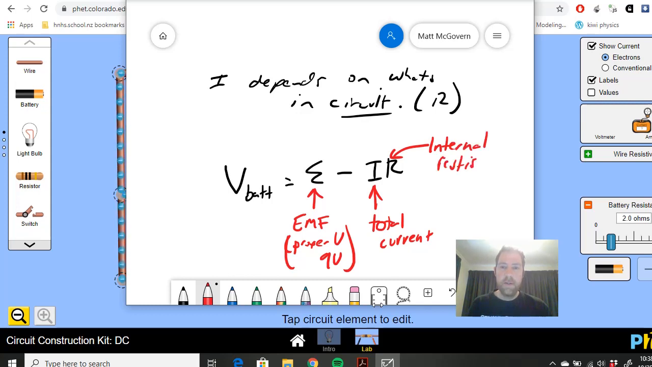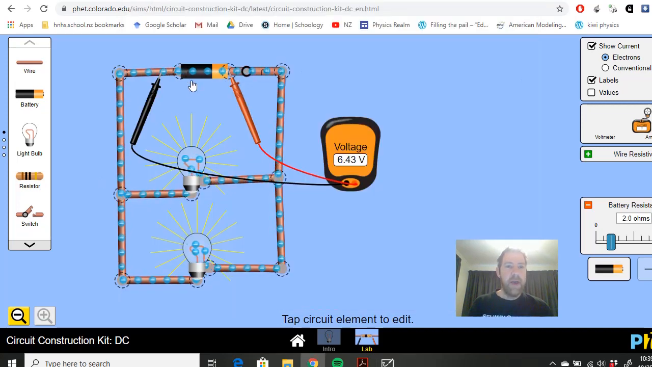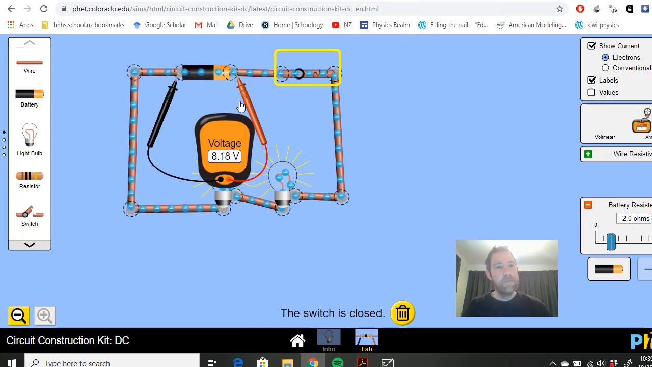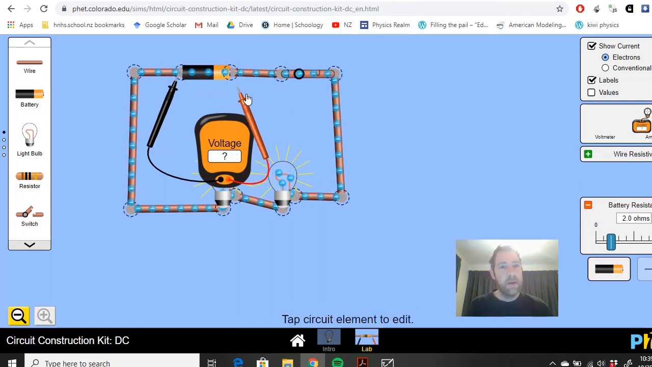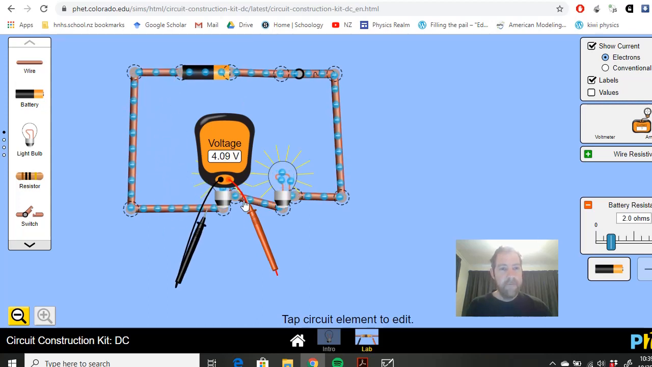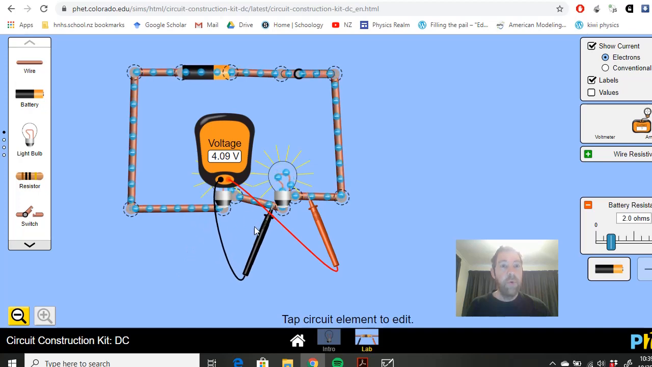What this says is that the battery itself has some sort of resistance. When we look at a series circuit, and we look at the voltage across each light bulb, 4.1 basically, 4.1 across the second one as well. 4.1 and 4.1 is the 8.2 total. Voltage gets shared in the series circuit.